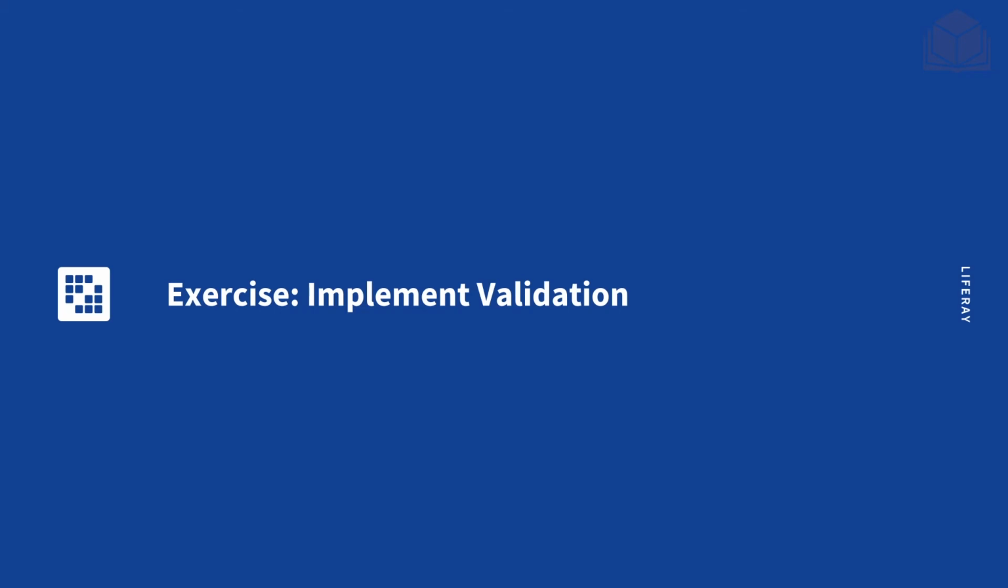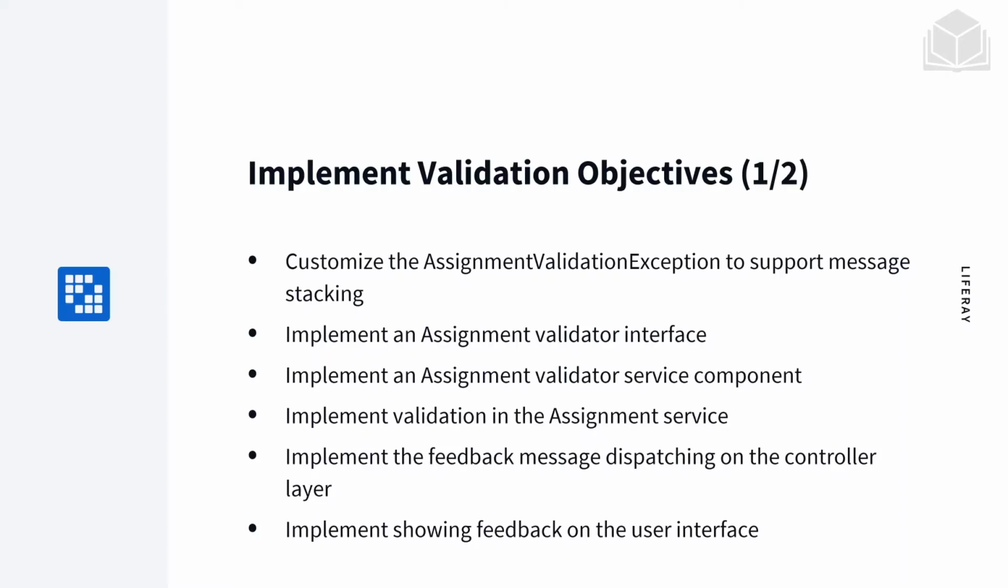In this exercise, we'll be implementing validation in our gradebook application. Our objectives for this exercise: we're going to start by customizing the assignment validation exception to support message stacking. We'll implement an assignment validator interface. We'll implement an assignment validator service component. We'll implement validation in the assignment service.